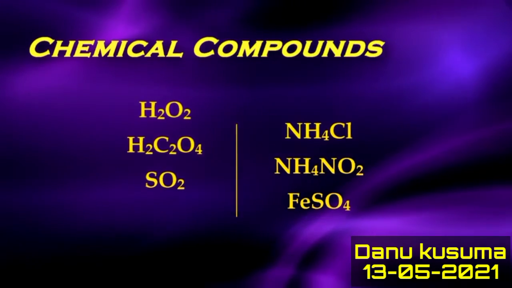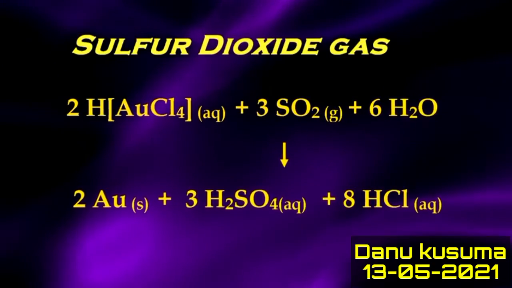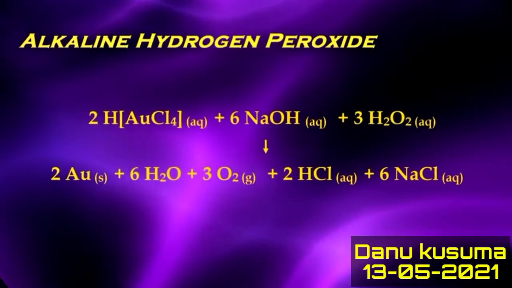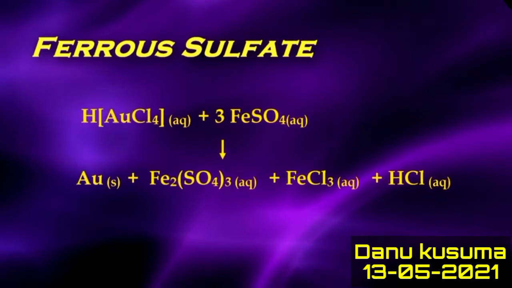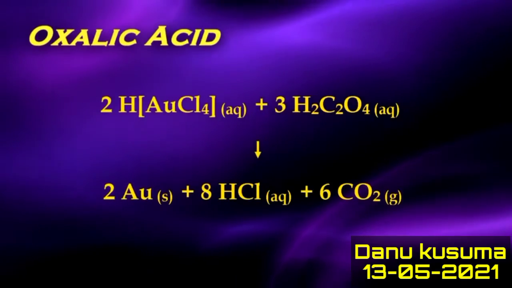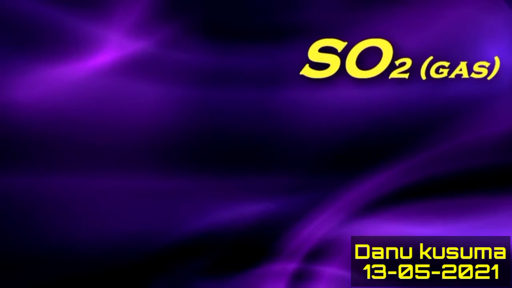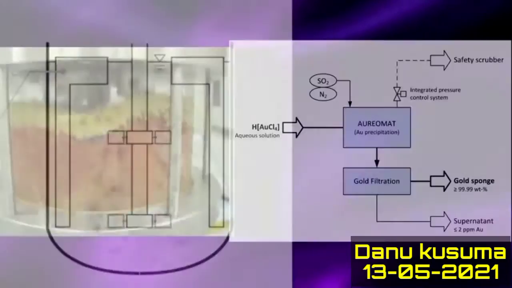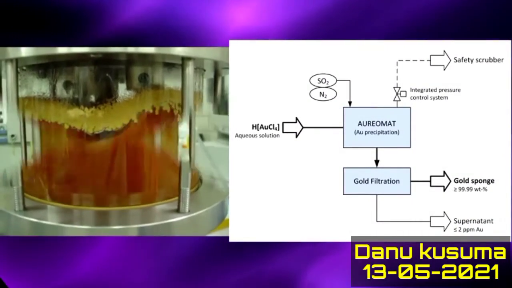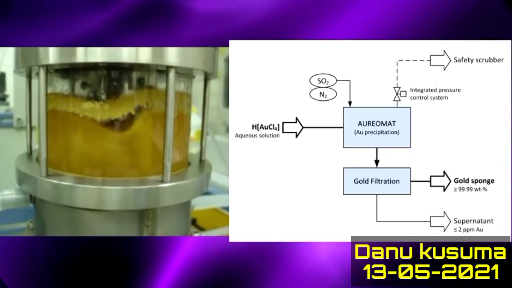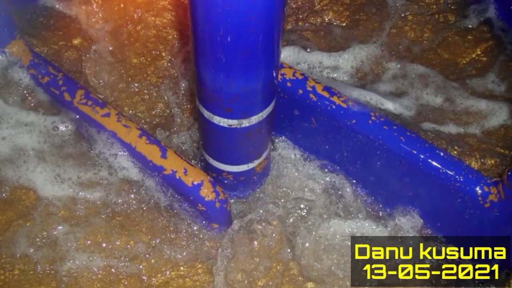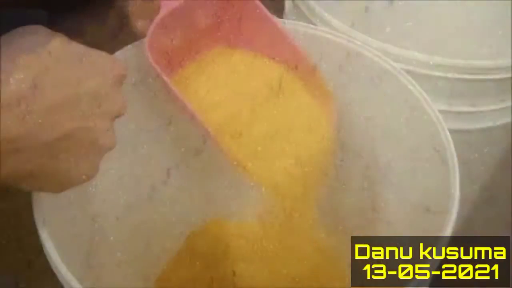A number of chemical compounds can be used to precipitate gold and other precious metals from solution, including sulfur dioxide gas, alkaline hydrogen peroxide, ferrous sulfate, or oxalic acid. Sulfur dioxide gas is a widely used reactant which is injected and circulated into the solution. Advanced techniques include closed systems for gas containment and recirculation. Sulfur dioxide gas adds no other metals into the refining process, so is ideal for producing high purity precious metal powder.